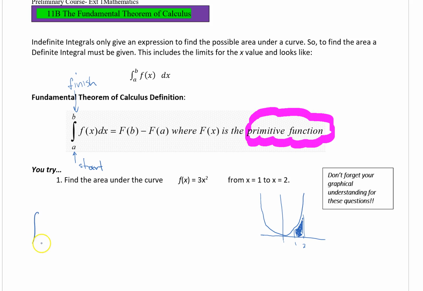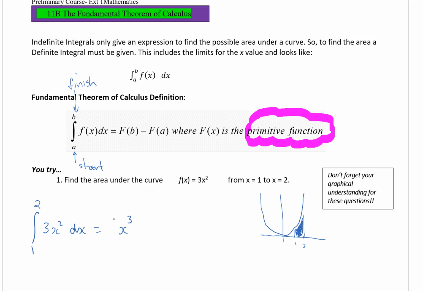Algebraically, I want the integral from 1 to 2. And my function is 3x squared, and I'm integrating with respect to x. Now, the actual notation is, well, hang on, we'll find the primitive function first. So our primitive function would simply be x cubed. Now, we don't put plus c, and I'll show you very quickly why.